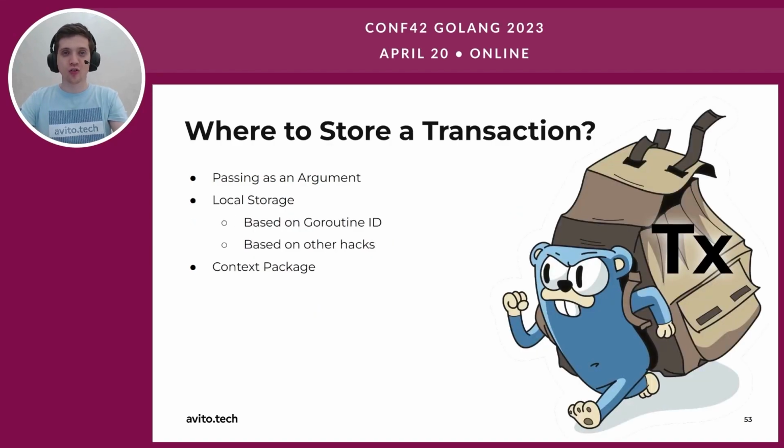But where to store a transaction in Go? Passing as an argument is not our solution. We want to hide a transaction to prevent high coupling of use cases with a database. We have goroutines, and Go does not support built-in goroutine local storage. Could we create a similar solution by goroutine ID? And the answer is probably no. Golang does not allow us to get a goroutine ID directly.